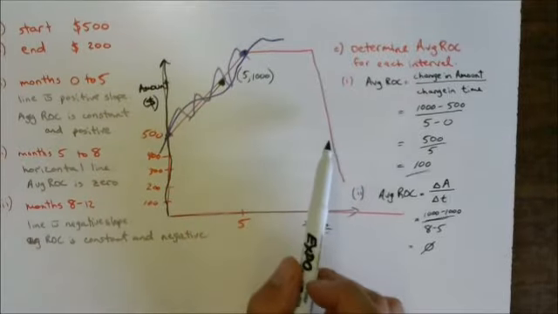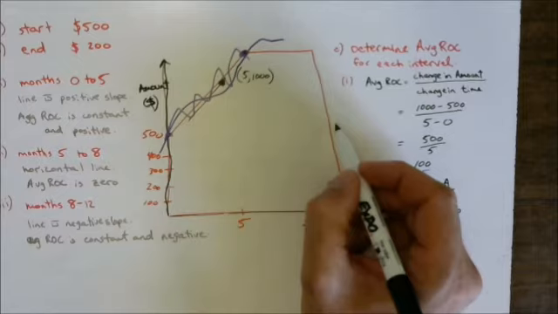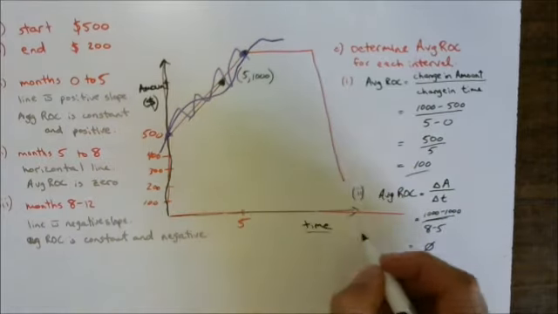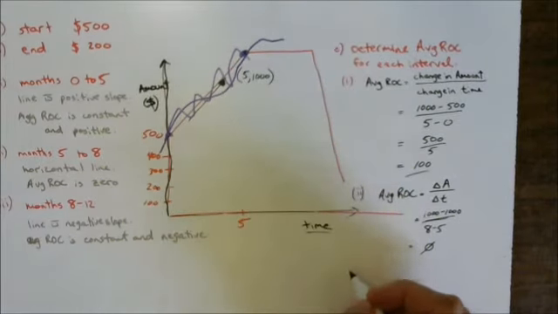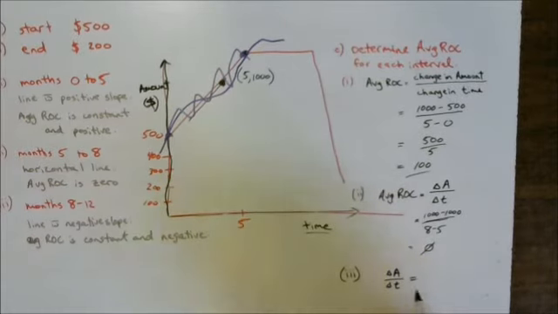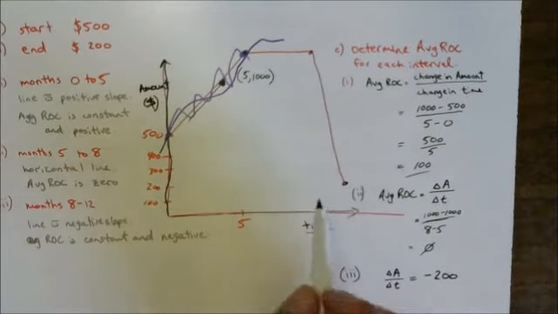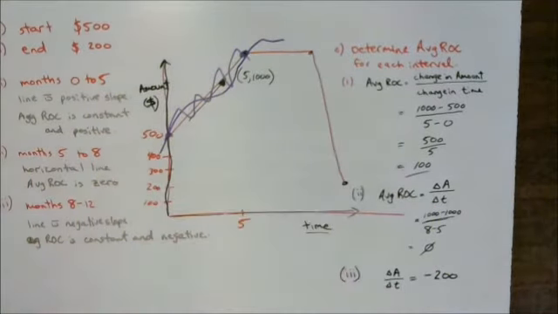And then the next one, you would end up with a negative rate of change. I'll just write down the sentence and then the answer. You've got delta A over delta T, and you end up with negative 200 if you do the calculations for this last section from 8 to 12 months.